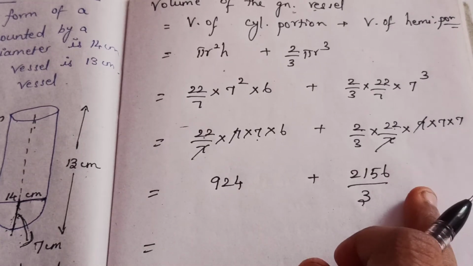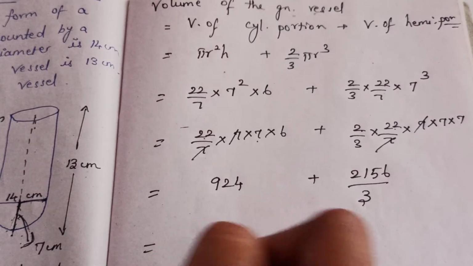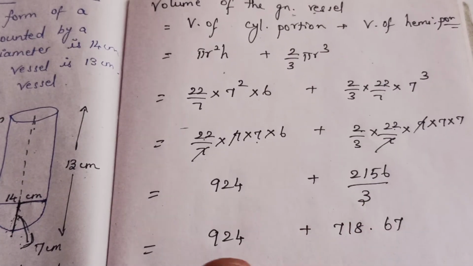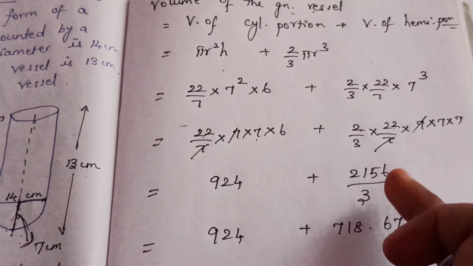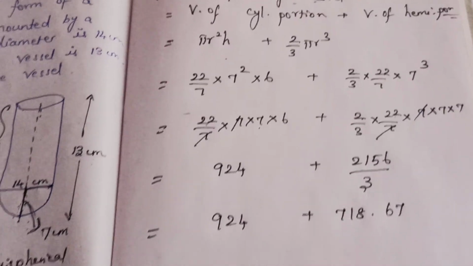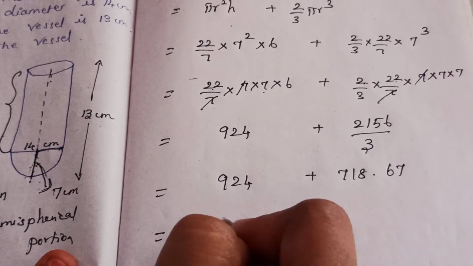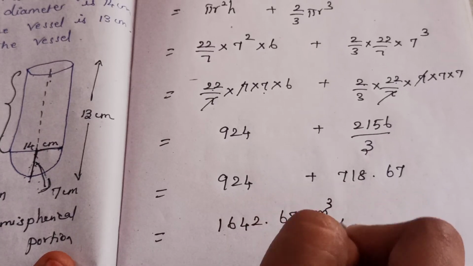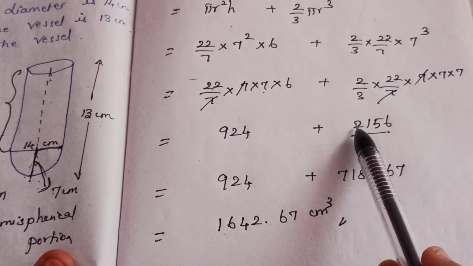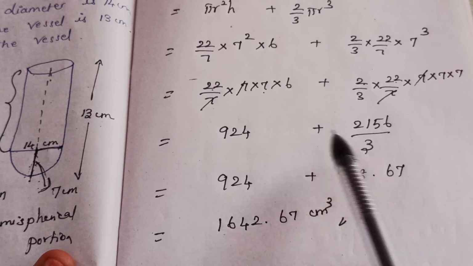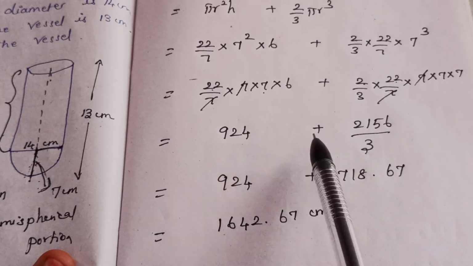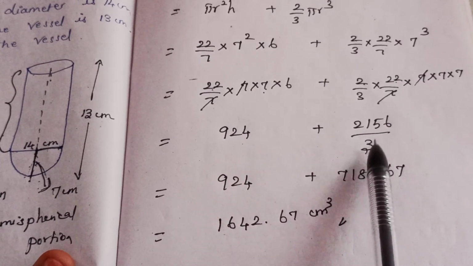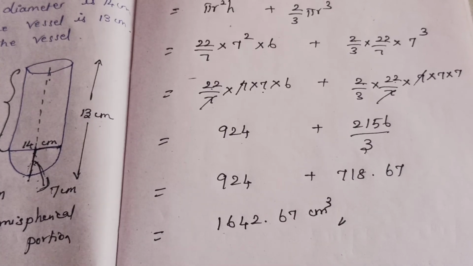As we cannot cancel this value, we can directly divide. So 924 plus 718.67. Since this multiplying and dividing is easy, I am skipping this step. On adding these two, we have 1642.67 centimeter cube. So here I have divided 2156 by 3 and added the value to 924. If not, you can find the LCM for these two terms. After that, we can divide and find the value.